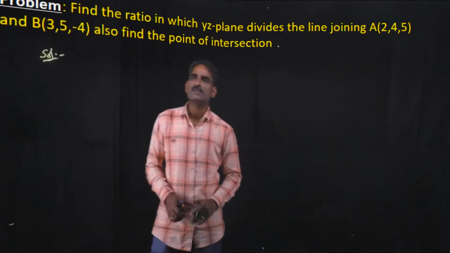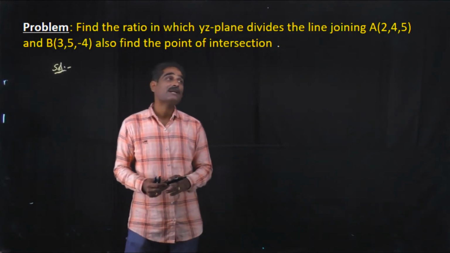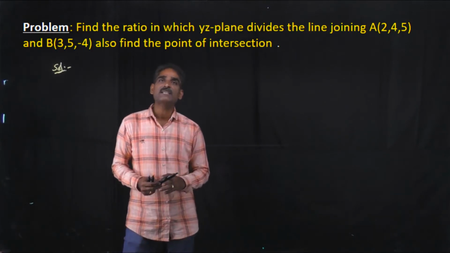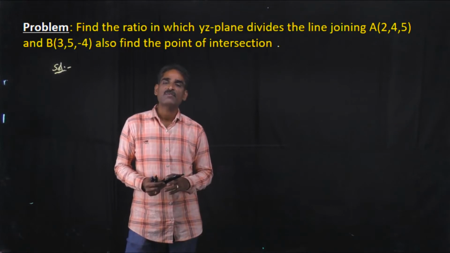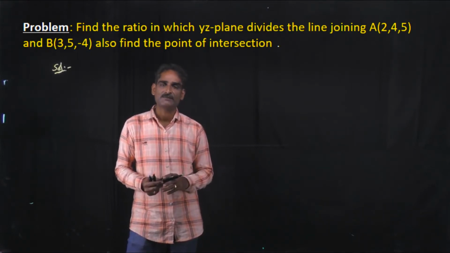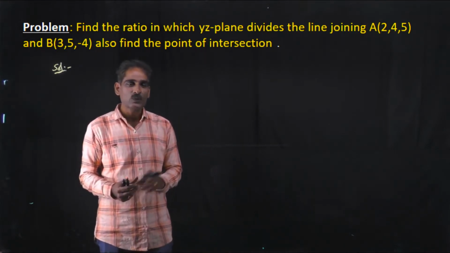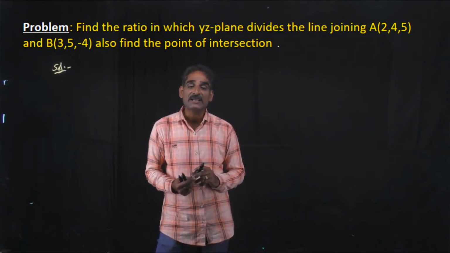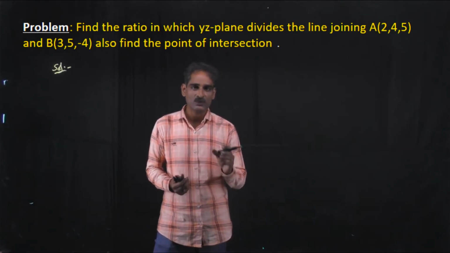Okay, right. See this problem. Find the ratio in which the YZ plane divides the line segment joining two given points, and find the coordinates of the point. That means the point of intersection of the line segment joining A and B and the YZ plane. So first of all, what is the formula to find the ratio? We know that the YZ plane divides the line segment joining A and B in the ratio minus x1 is to x2. All of you know, we already discussed this.